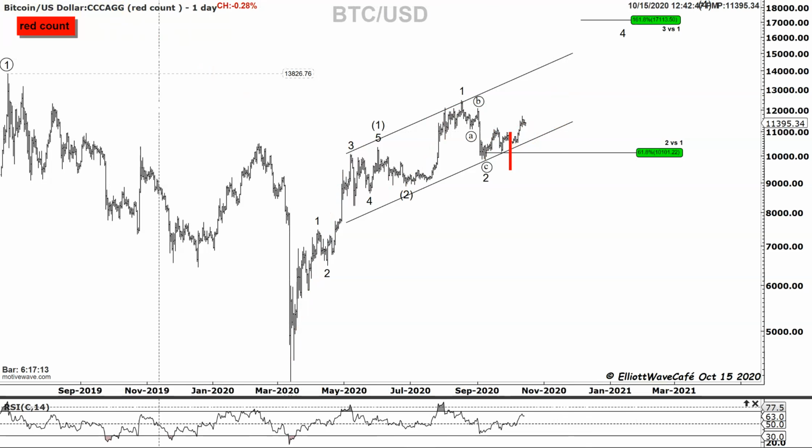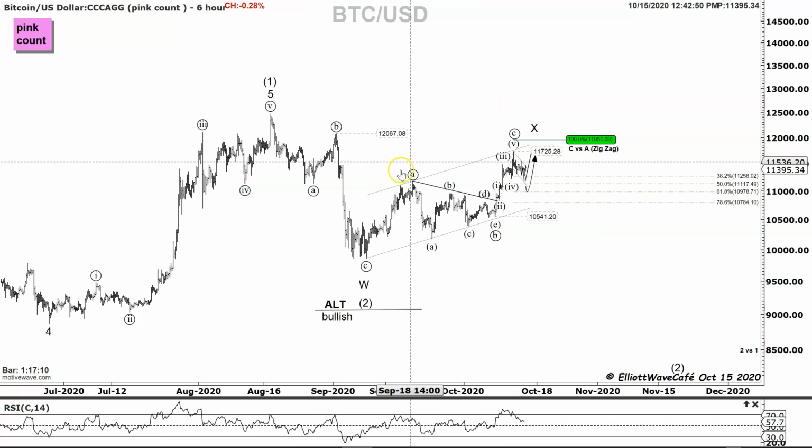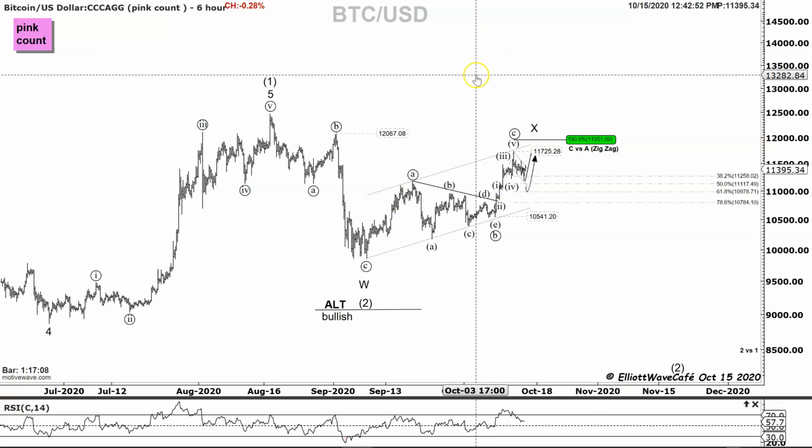So taking a look at our regular counts, and this is the one that I present into our room every single day, and we digest it. We go inside, into the smaller time frames, and we look at all the probabilities, and we're able to take advantage of some of them. But this is my main working count.